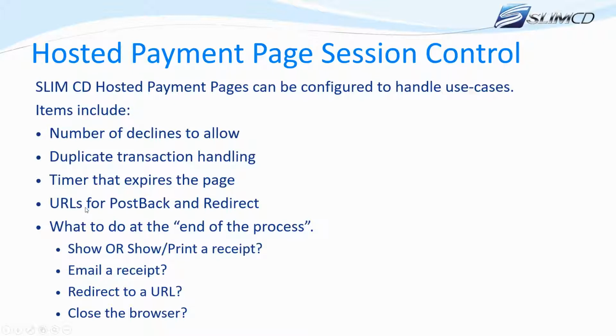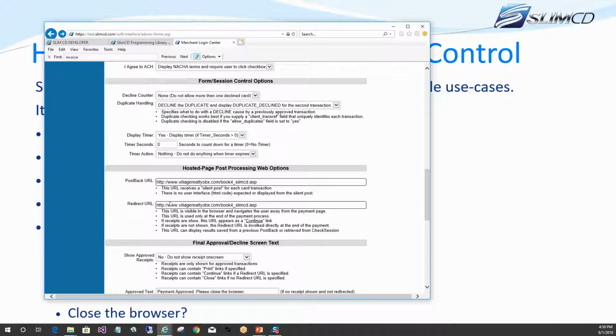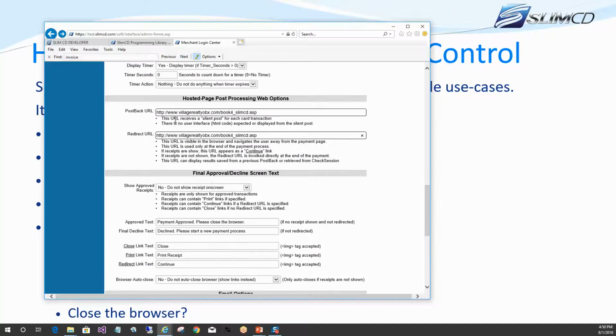The URLs for the postback and the redirect I also did cover, and what happens at the end. So here are the two URLs. I mentioned those before, but here they are, and it tells you how they are influenced by the final approval and decline screen. So the redirect, if you do not show a receipt on the screen, is going to redirect directly to this URL. If instead you're showing a receipt, it will contain a small link that says continue, so after they see their receipt they can hit continue.